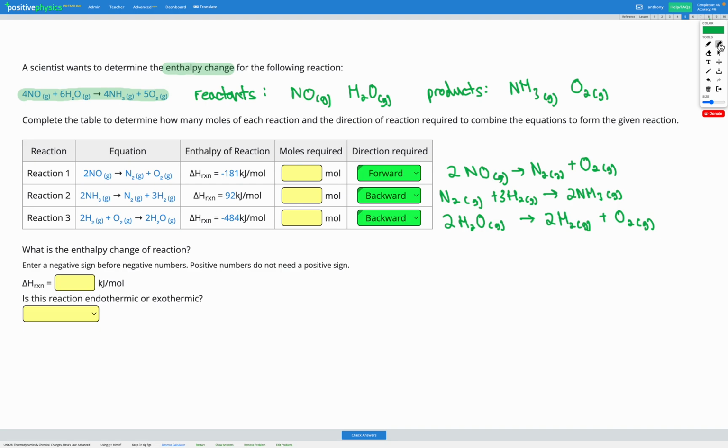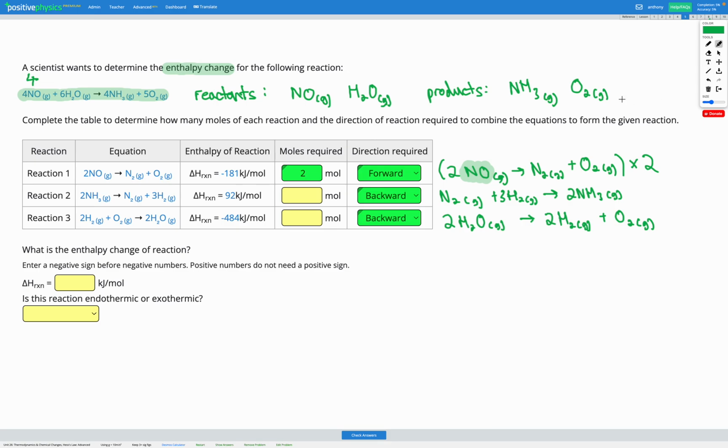So we know that nitrogen monoxide, NO, only appears in this equation. And we know from our goal equation, we need 4 of them. Right now we only have 2. So we're going to have to multiply this whole equation by 2 so that we can end up with 4 nitrogen monoxides in our reactants. So I know I'm going to need 2 moles of that.